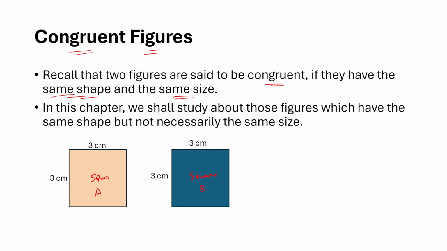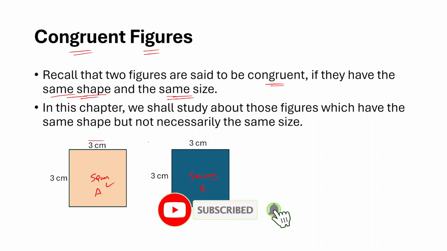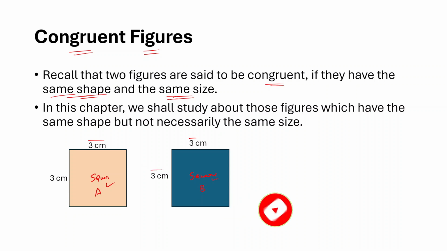they have the same shape. Do both have the same shape? Yes, square. And are all the sides the same? Yes. This is also 3 centimeter. Each of the sides of square A and each of the sides of square B also has 3 centimeter in length. So these kinds of objects we call congruent figures. Got it guys? Just to recall the definition of congruent figures.